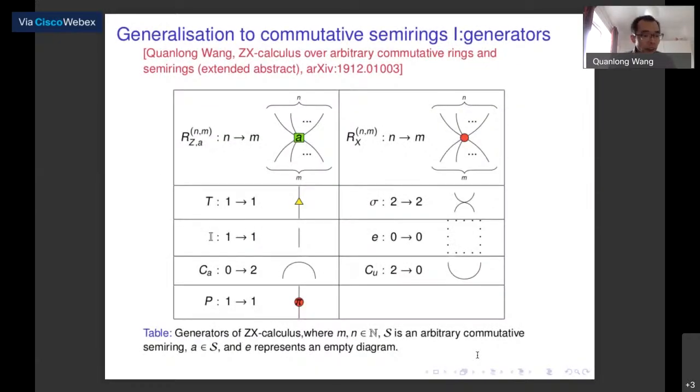And further, it's not just for complex numbers for qubits or qudits. We can also generalize the calculus to arbitrary commutative semirings. To do so we need to make a little bit of change to the generators. Now the spider is a green box. I will show the semantics later. The red spider is just phase-free, and we can have a triangle, and we can have the red pi, which is the NOT gate. But because it's in a semiring, you don't have the Hadamard, right?